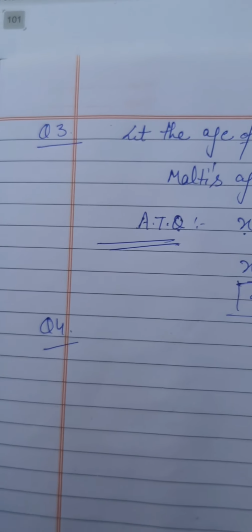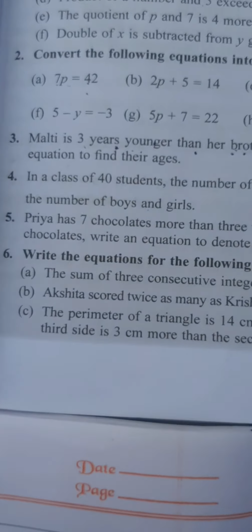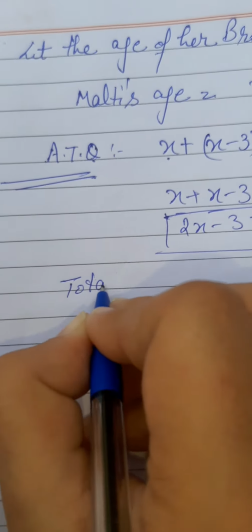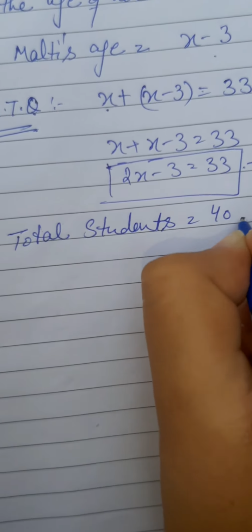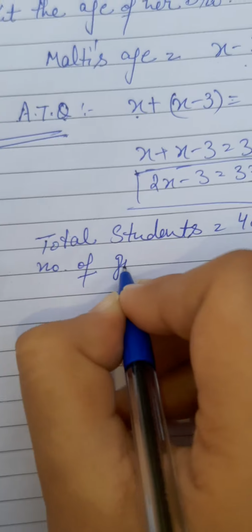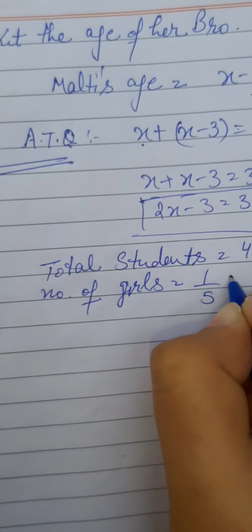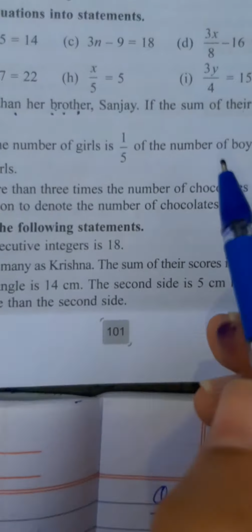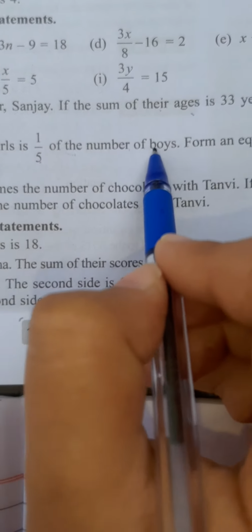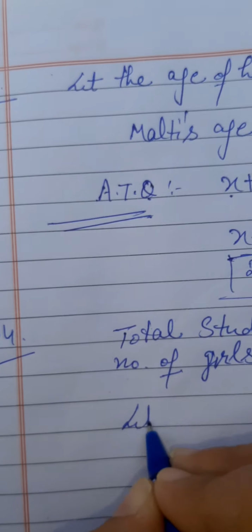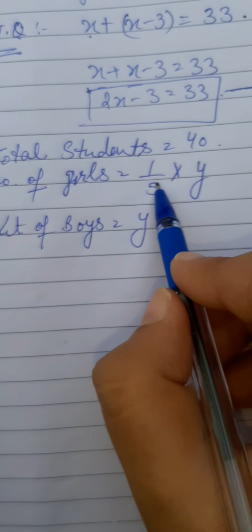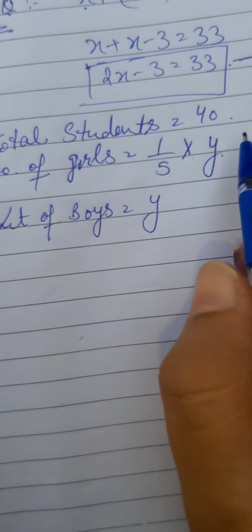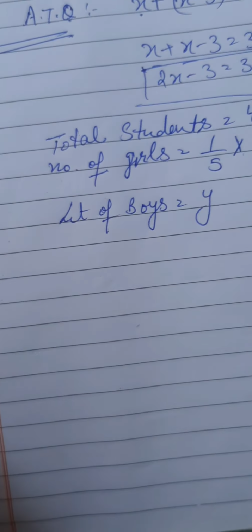Now question number 4. In a class, 40 students are total. Total students are 40. Number of girls is 1 by 5 of number of boys. So let the number of boys be y. So girls are 1 by 5 of y. Now form an equation to find the number of boys and girls.